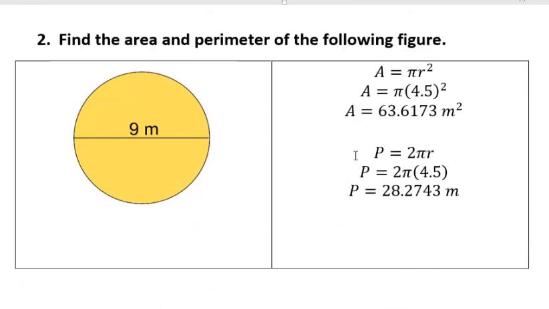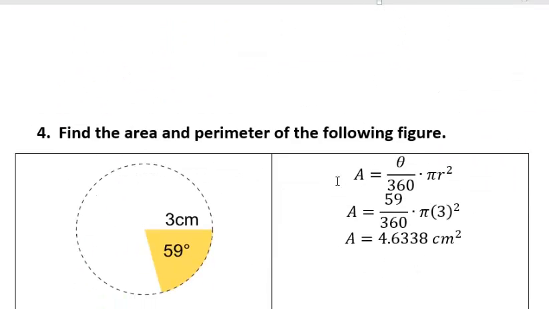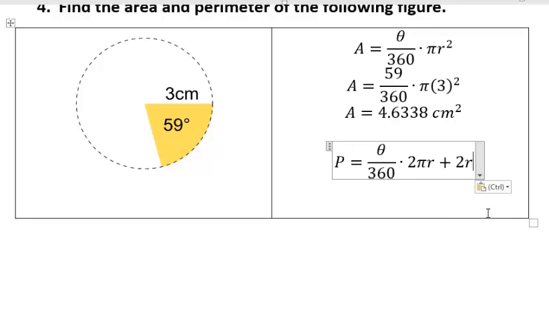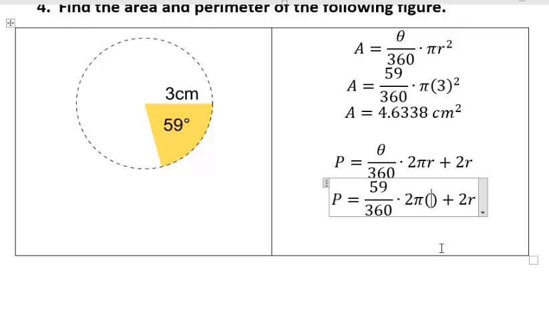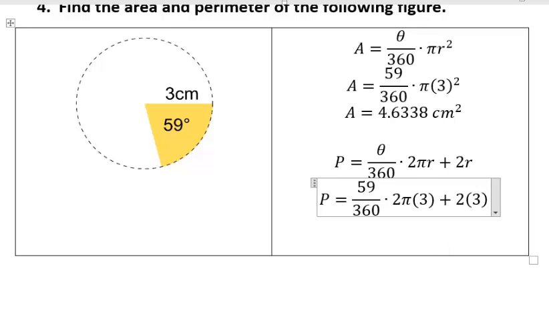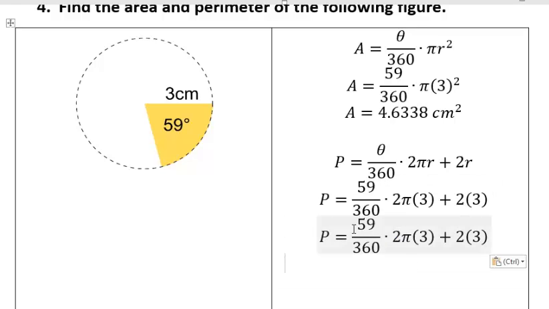Next, I'm gonna find perimeter, so I'm gonna use the formula for perimeter of a sector. Kind of difficult to copy it. Okay, formula for the perimeter of a sector. It is here. The angle is 59. Instead of r, I'm gonna put the radius, which is 3. And instead of the r again, I'm gonna put the radius, which is 3. I can put all of that in my calculator to get an immediate answer.